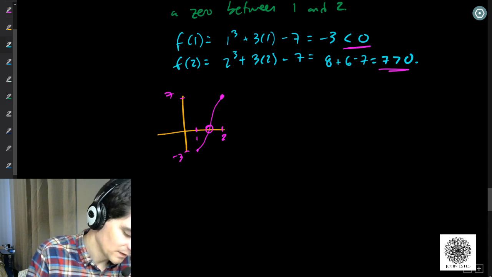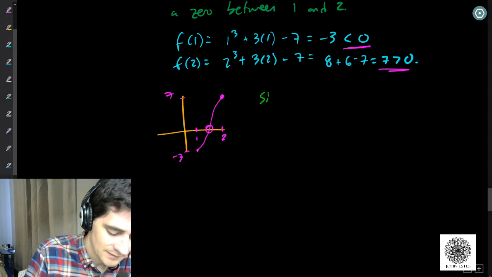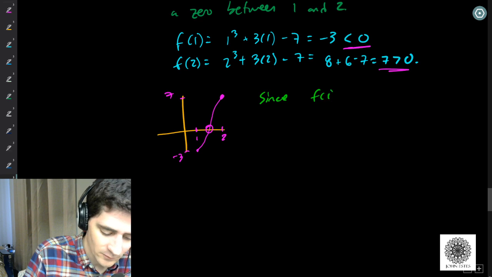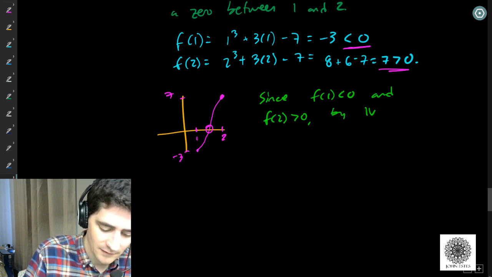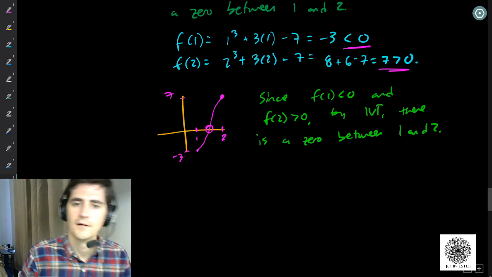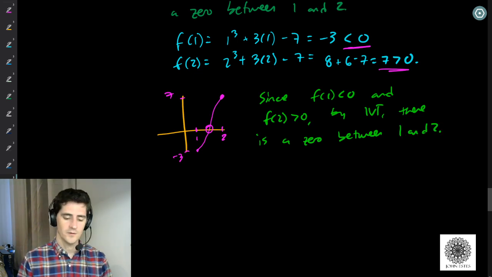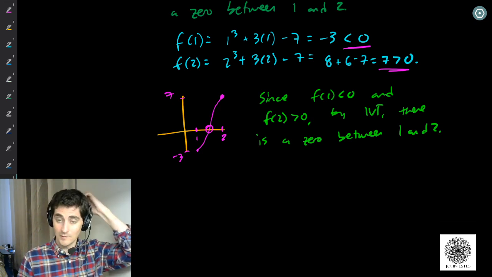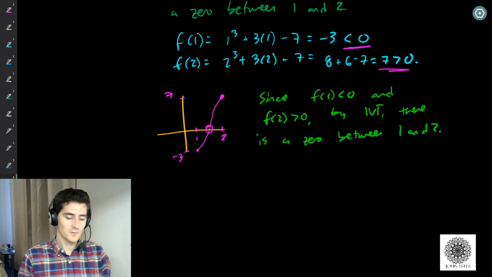So we're going to summarize our results like this. Since f of 1 is negative and f of 2 is positive, by the intermediate value theorem, there is a 0 between 1 and 2. Okay, now what do we know? I mean, what is that 0? Well, we don't know that. We just know it's between there.